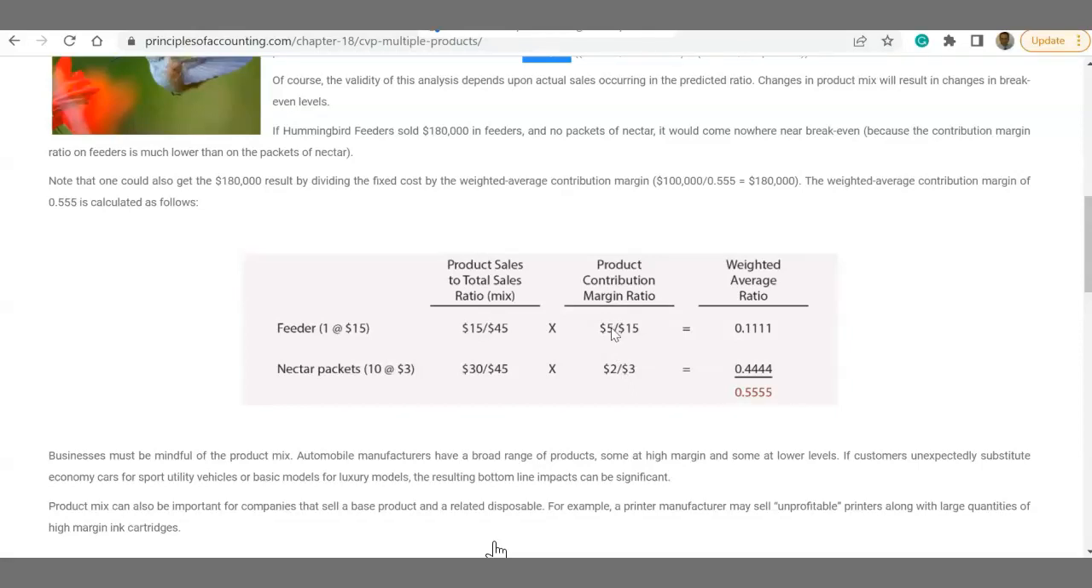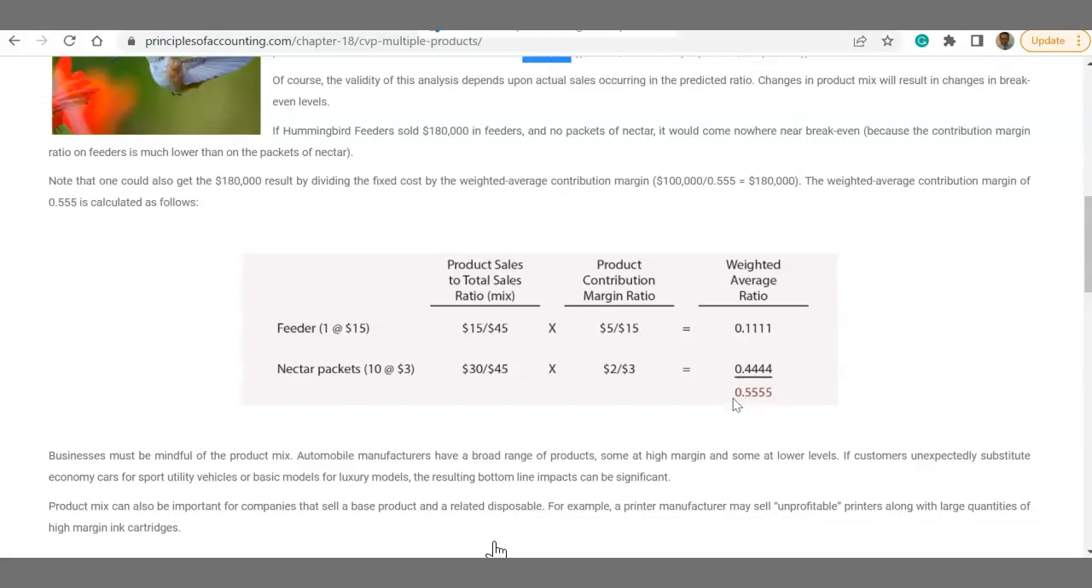So 33.3%, which is 0.3333, times 15 out of 45, that gives us a weighted average of 0.111, and $30 sales of nectar out of total $45 sales price per unit. Remember where this 45 is coming from. We are selling one nectar feeder plus 10 packets, right? That's where 45 is coming from. Times the ratio of contribution margin, which is like 66.66%, that gives us 0.44. Add them up. So average contribution margin ratio is 0.55.